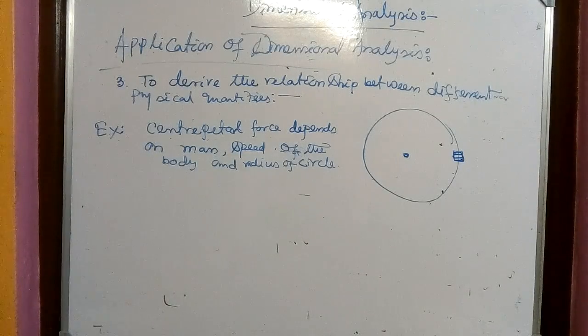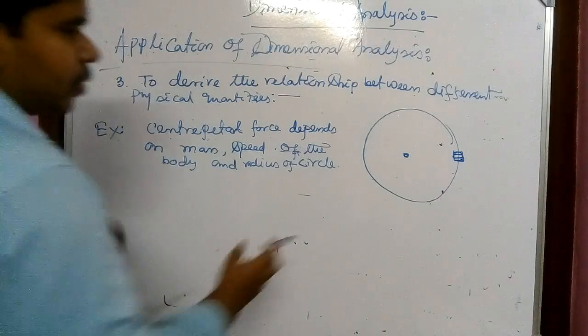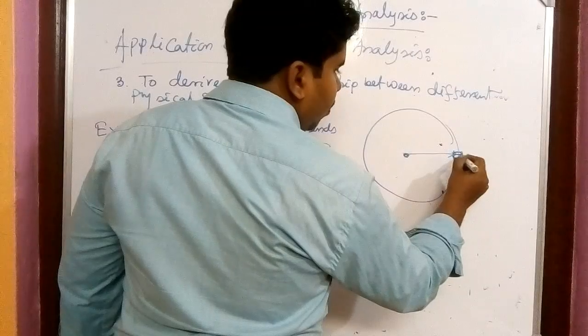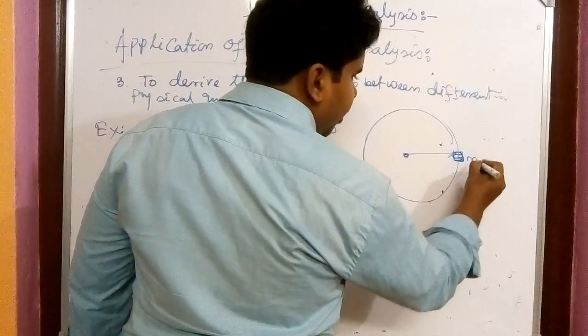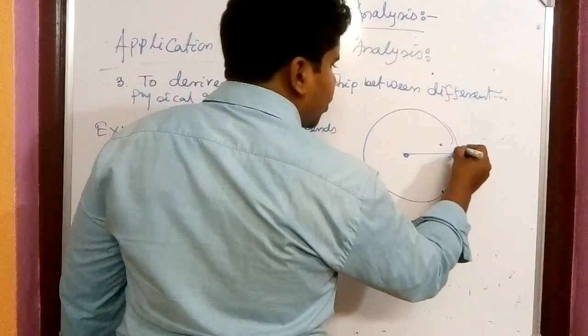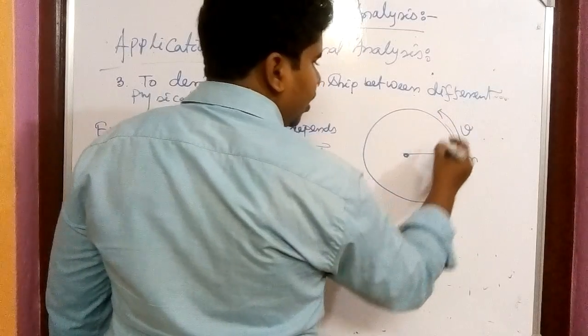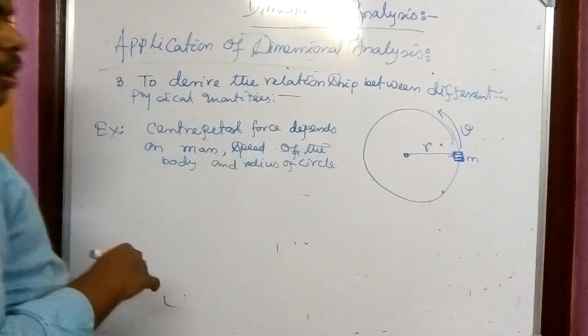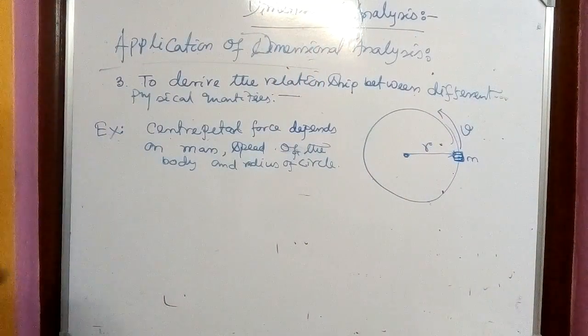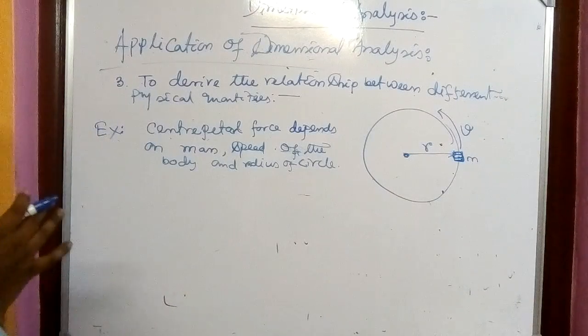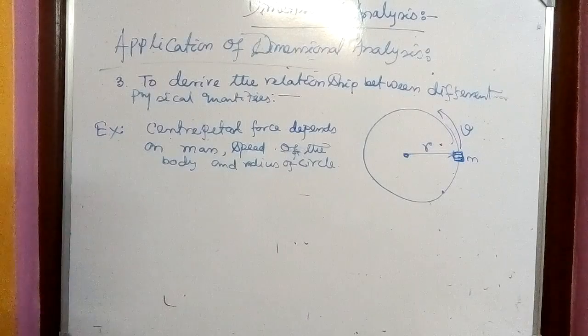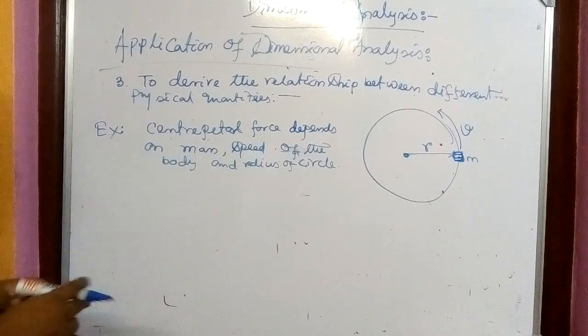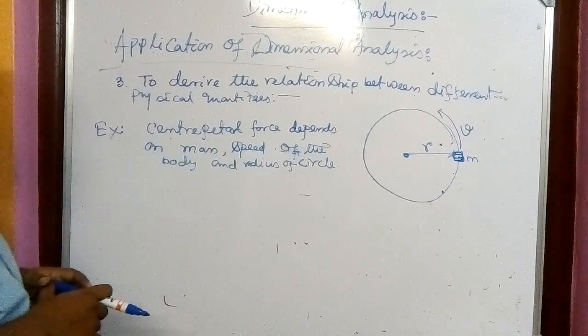So centripetal force depends on mass, speed and the radius. Radius means this one. So mass, it is the mass of the body. Speed, on which speed it is rotating, assume it is v, and the radius is r. So it tells us it depends on these three things. How it depends, in which equation, we don't know. So how we can find the relation? So to find the relation, we'll get help from dimensional analysis.